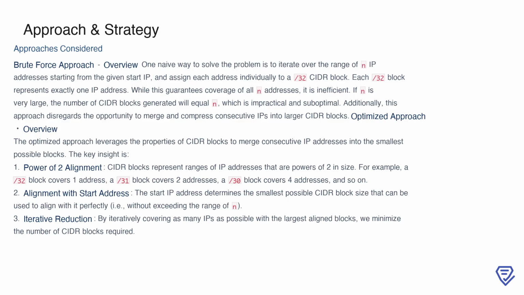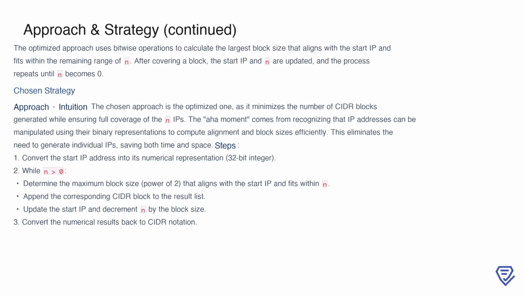The key insight here is to use power of 2 alignment, where CIDR blocks represent ranges of IP addresses in sizes that are powers of 2, for example, address/32, address/31, address/30, and so on. By aligning the CIDR blocks with the start IP and iteratively merging as many IP addresses as possible into the largest blocks, we can significantly reduce the total number of CIDR blocks needed for the range. The optimized approach focuses on using bitwise operations to calculate the largest possible CIDR block that aligns with the start IP address and fits within the remaining range of n. This ensures that we cover the maximum number of IPs in each step while maintaining alignment.